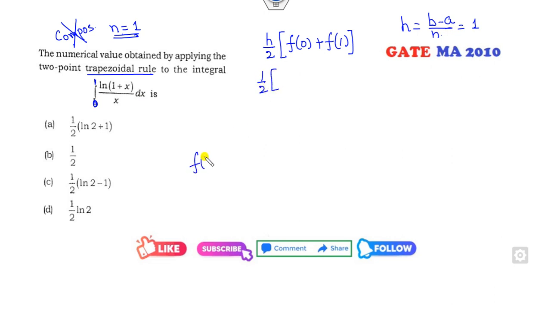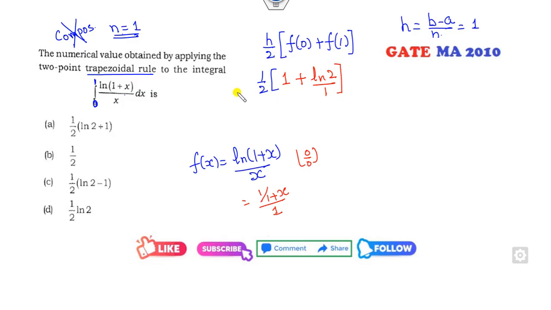What is f(x)? f(x) is the function ln of 1 plus x divided by x. So what is the answer when x is equal to 0? It is a 0 by 0 form. So I can apply the L'Hopital rule, this over 1. So this is 1. What is f of 1? It is ln 2 over 1. So that is the right answer. You can see, 10 to 15 seconds are needed to solve this problem.